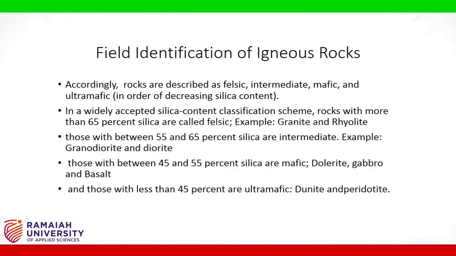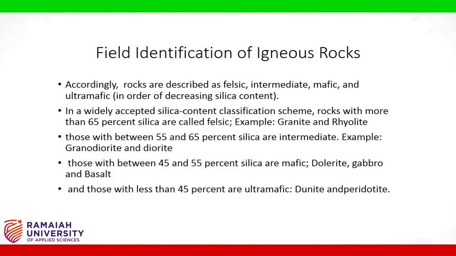content. In a widely accepted silica content classification scheme, rocks with more than 65% silica are called felsic. Examples: granite and rhyolite. Those with between 55 and 65% silica are intermediate. Examples: granodiorite and diorite. Those with between 45 and 55% silica are mafic.